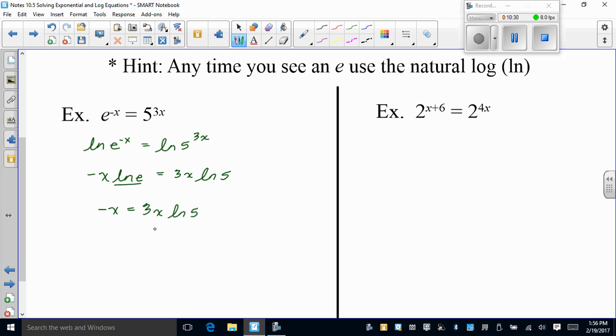Putting both to the same side, negative x minus 3x natural log of 5 equals 0. Factor out the x. So I'm left with negative 1 minus 3 natural log of 5 equals 0. And if I divide by this guy, it won't make a difference because x would have to be 0.